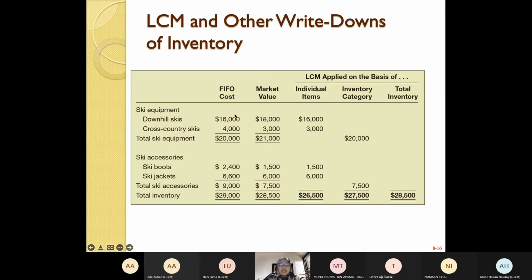But in totality, you see that, right? In totality, the cost is lower than the market value. So what do you want to record? You want to record the lower, which is the cost of 20,000. But if you look here at the other accessories, we have the ski boots and ski jackets. Similarly, for ski boots the market value is lower, and for ski jackets the market value is also lower.